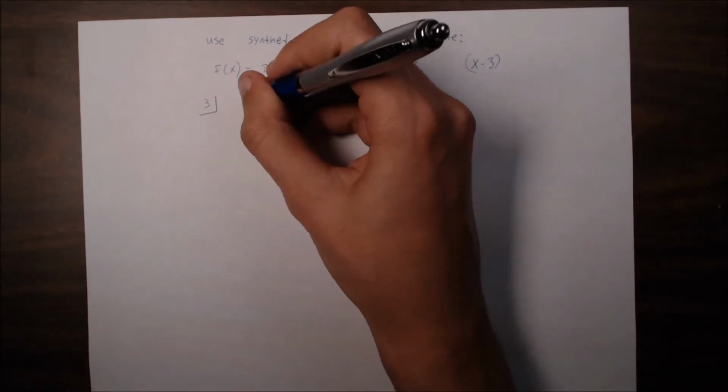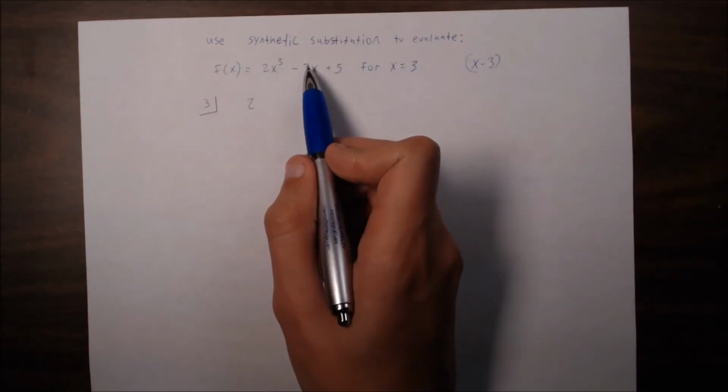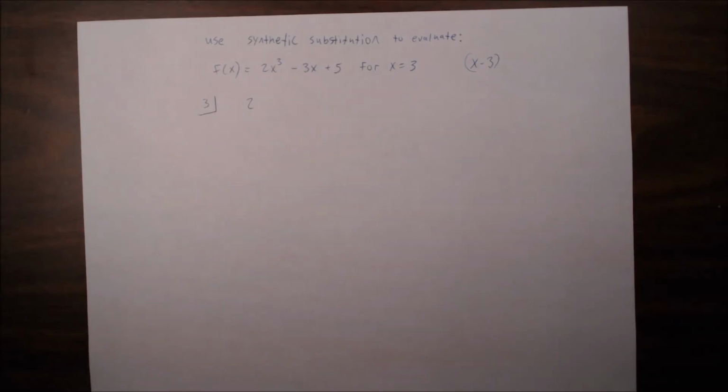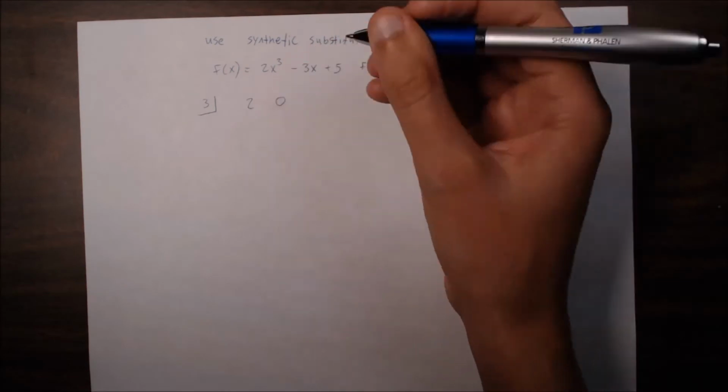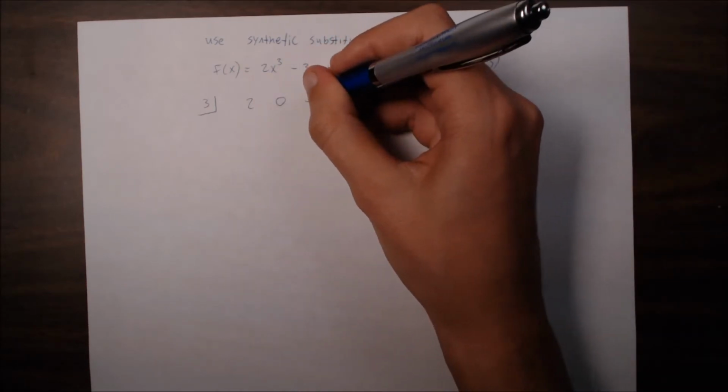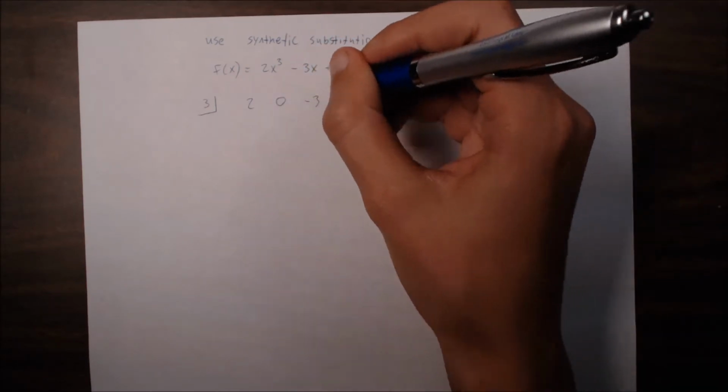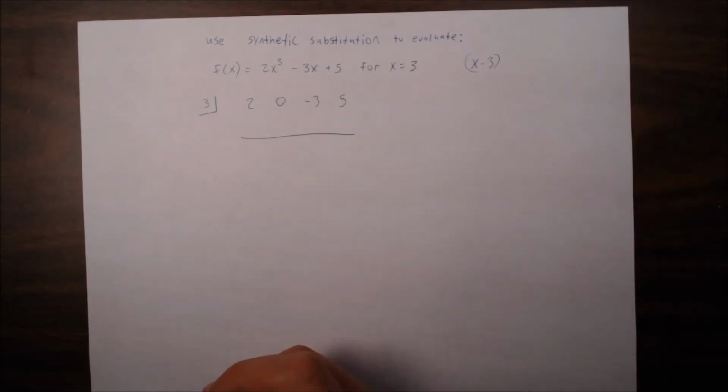Now we bring down the coefficients. And notice it goes from x to the third to x. So the squared term is missing, which means we need to put a 0 in for that. And then we continue on, -3 and 5. And we're just going to do the synthetic division.